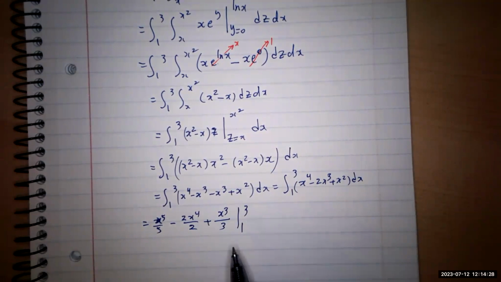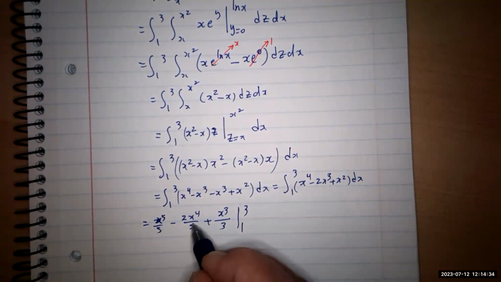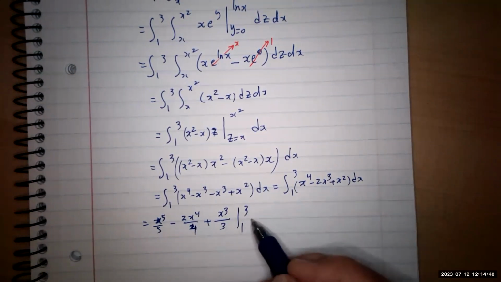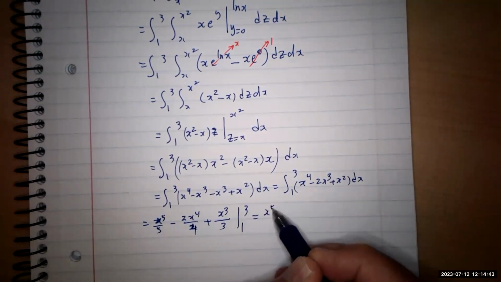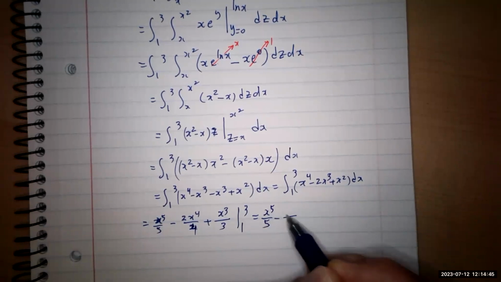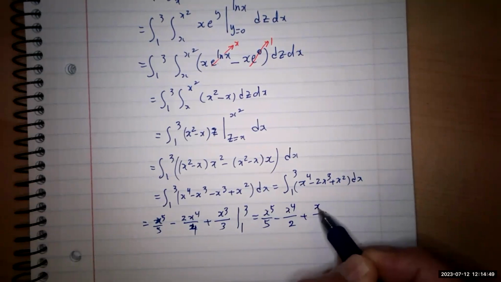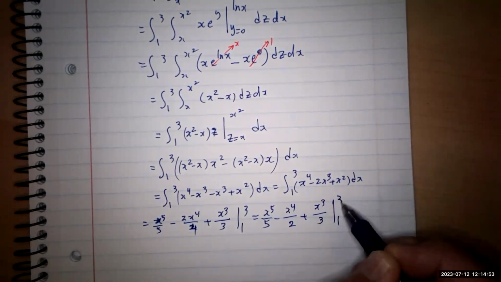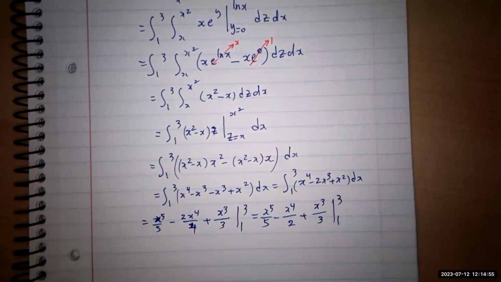Okay, we can simplify it. So that gives x to the fifth, 2x to the fourth, this must be 4. Okay, x to the fourth over 4. So I simplify these two. So that gives me x to the fifth over 5 minus x to the fourth over 2 plus x to the third over 3. Then I have to evaluate it from 1 to 3. Now we can substitute x equal to 3 and x equal to 1.